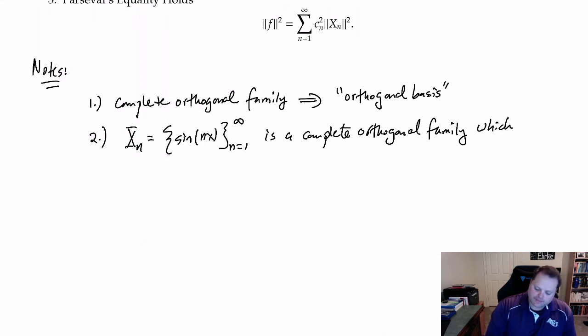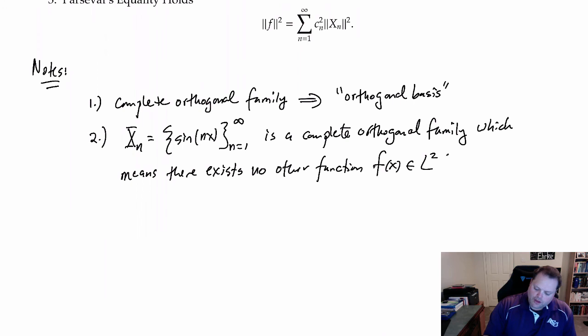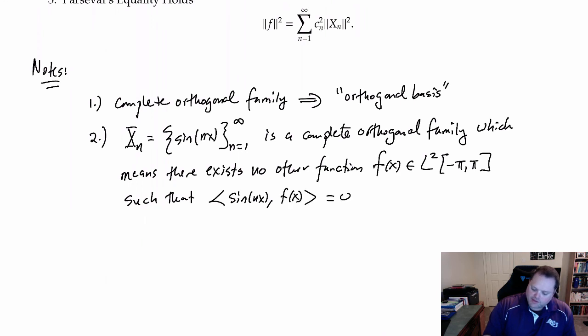Which means there exists no other function f of x in L2, which would be minus pi to pi, such that the inner product of sine nx and f of x is equal to 0 for every n.